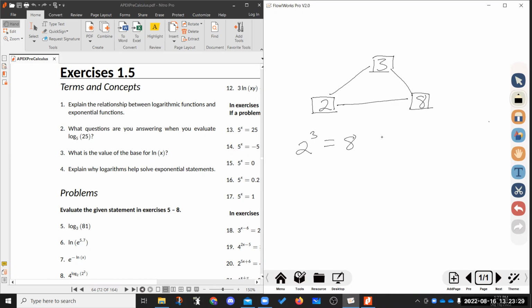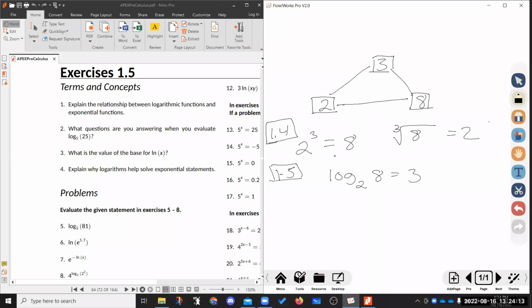It's also true that the cube root of 8 is equal to 2. We studied those in 1.4. But now in 1.5 we're going to talk about log base 2 of 8 is equal to 3. That's the third way that we can express that relationship. They all say the same thing, that 2 to the third is equal to 8. The cube root of 8 is 2, and log base 2 of 8 is equal to 3.